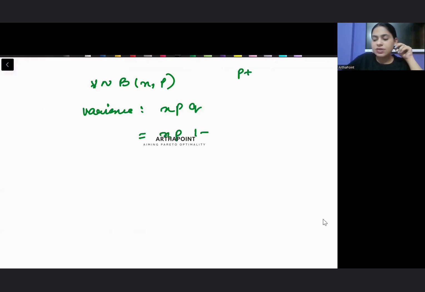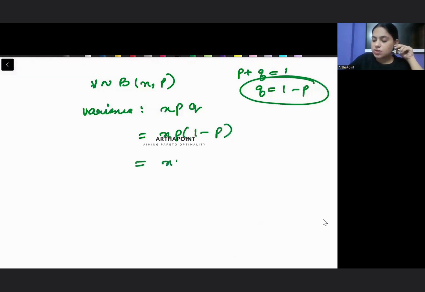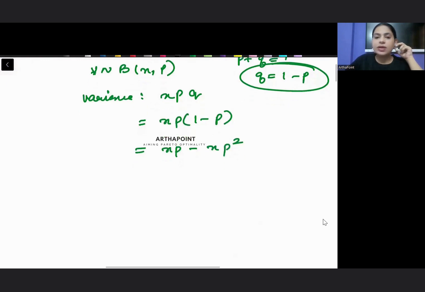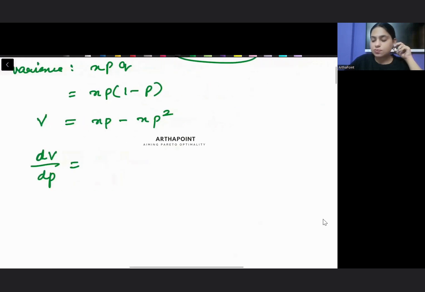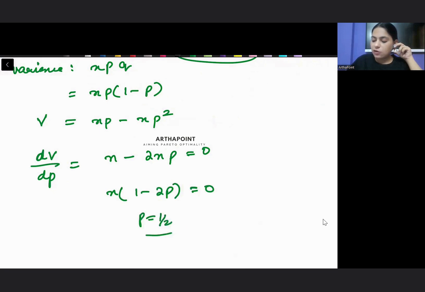So we know that if X follows a binomial distribution, then the variance is actually nothing but NPQ. So this can be written as N into P, and we know that P plus Q is 1. So Q is 1 minus P. So it is going to be N into P into 1 minus P. So this is going to be NP minus NP square. And this is my variance, and I need to maximize this. So I will differentiate this with respect to P. So I will get N minus 2NP equal to 0. N into 1 minus 2P equal to 0. So P will be half.